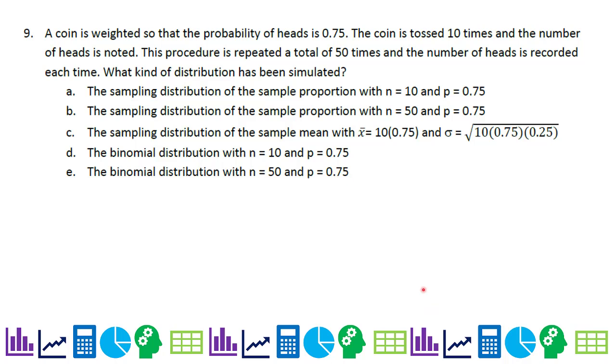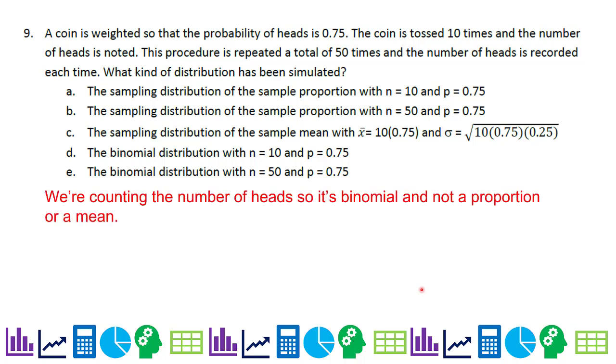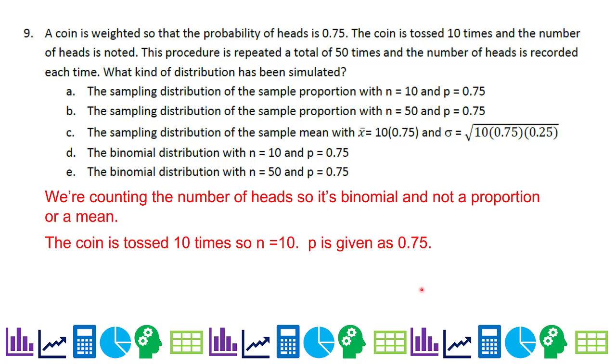Number 9, a coin is weighted so that the probability of heads is 0.75. The coin is tossed 10 times, and the number of heads is noted. This procedure is repeated a total of 50 times, and the number of heads is recorded each time. What kind of distribution is simulated? So we're counting the number of heads, so it's binomial and not a proportion or a mean. The coin is tossed 10 times, all right? So N is 10. P is given as 0.75.